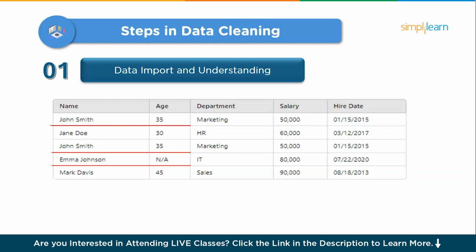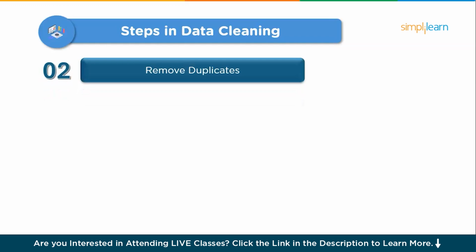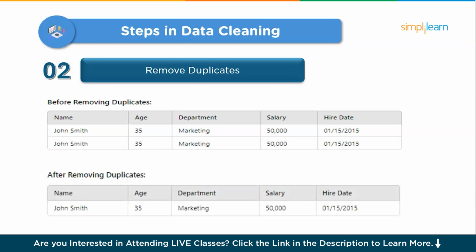Now moving on to the step number 2, that is remove duplicates. Sometimes the same data might be entered twice, either by accident or due to data merging. For example, John Smith has duplicates. So, you need to remove the duplicate rows where all the fields are identical. You can spot that John Smith has 2 identical rows, and after removing the duplicates, John Smith has only 1 row.